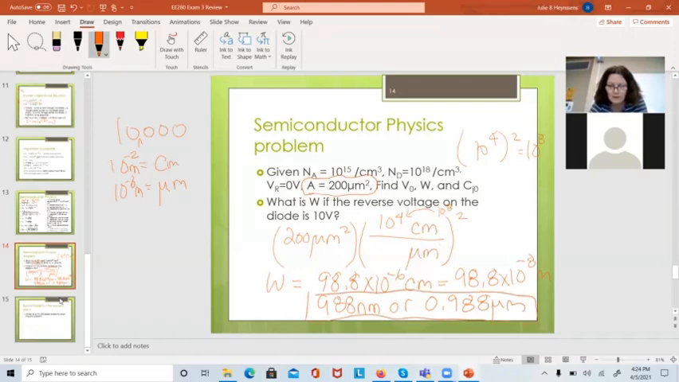Any other thing like this, this is a -1, this is a -1. If you say it's 98.8 micrometers, I'd probably take off -2 because you didn't realize what units your answer was in.